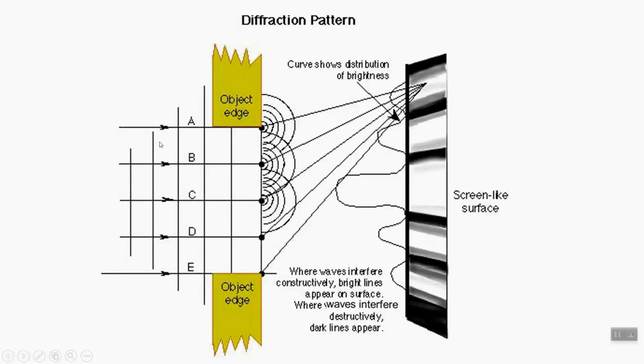So this is the primary wavefront. Each point on this primary wavefront acts as a source of secondary wavelets. These are secondary wavelets. And these secondary wavelets emanating from different parts of the same slit superpose, and an intensity distribution pattern is formed on the screen, and this represents the corresponding diffraction pattern.